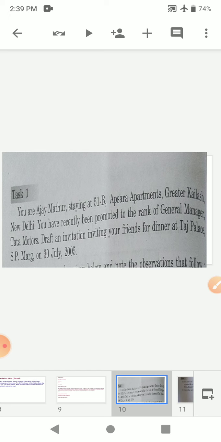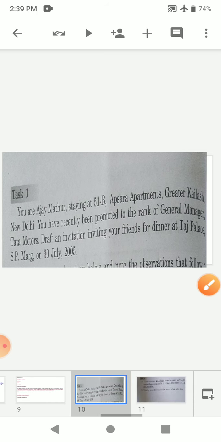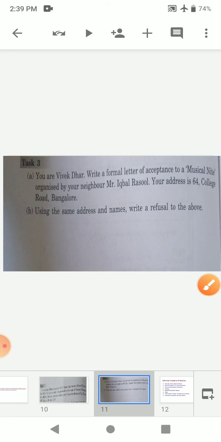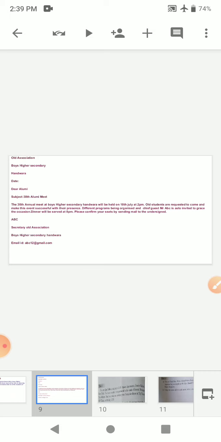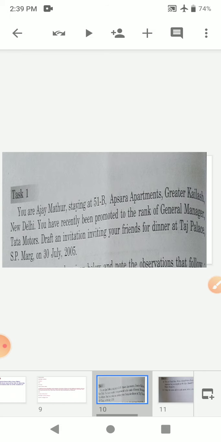So you will invite here, you will mention the occasion, you will mention the date, time, and venue, and you will mention the proper address. And then this task is there. You are Vivek Dhar, write a formal letter of acceptance. So this is like I told you, if the question is being asked, this will be like writing an invitation reply in a formal letter. So you will be writing this way.